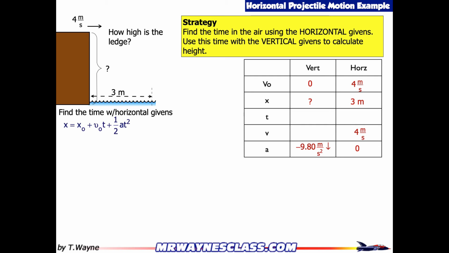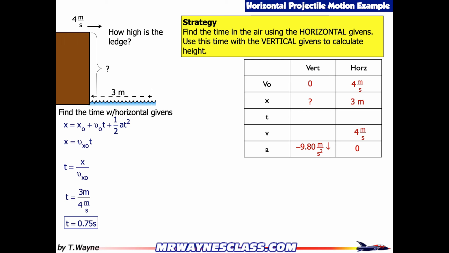So I'm going to find the time with the horizontal givens. I'll start with the equation x equals x naught plus v naught t plus 1/2 a t squared. When I do this, a lot of things go to 0, which leaves me with x equals vx naught times t. That's the horizontal velocity times the time. Sometimes we refer to this as the range equation, and we write it as the range is equal to v naught times t. So I'll rearrange this for t, put in my horizontal distance and my horizontal velocity, and when I find t, I get 3/4, or 0.75 seconds.